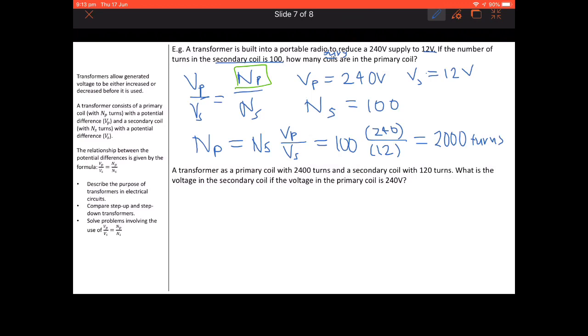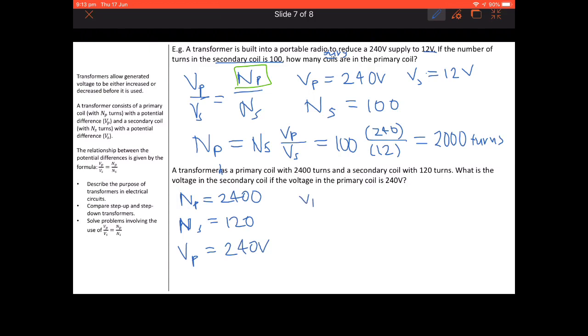Next question, a transformer has a primary coil. A few typos here today, sorry. The primary coil has 2,400 turns, and the secondary coil has 120 turns. What is the voltage in the secondary coil if the voltage in the primary coil is 240 volts? So the voltage in the primary coil is 240 volts.